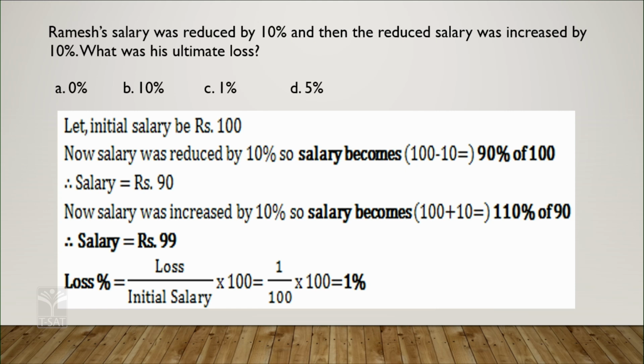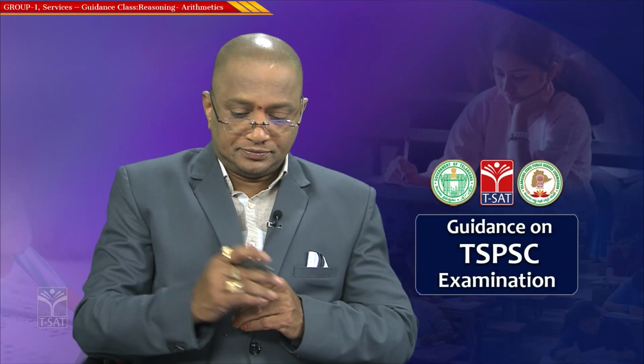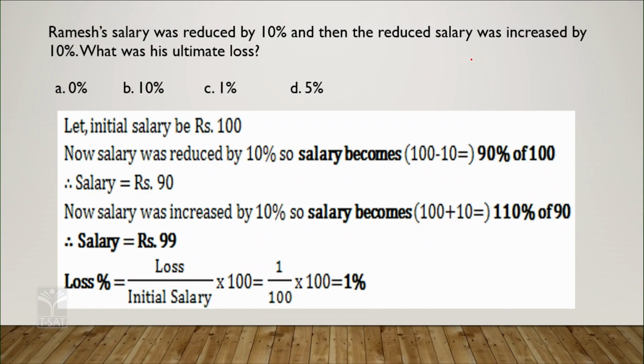What is the ultimate loss? It is not given here, we don't know. So, for example, say 100 rupees. Ramesh's salary is 100 rupees. How much was it reduced? 10%. 10% was reduced, means 100 minus 10, that is 90. Is it clear? First, Ramesh's salary is 100 rupees. 10% is reduced, means 10 rupees reduced, so his salary is 90 rupees.